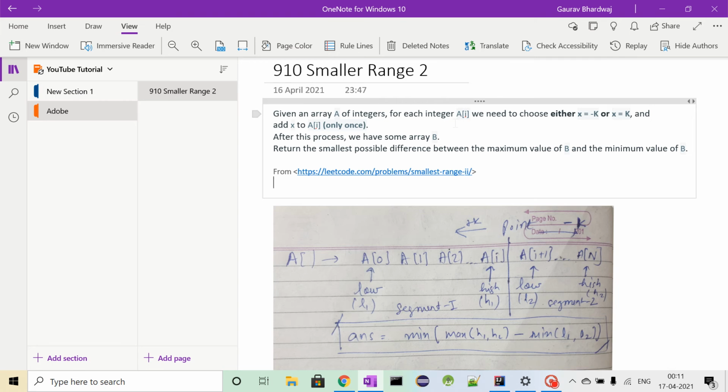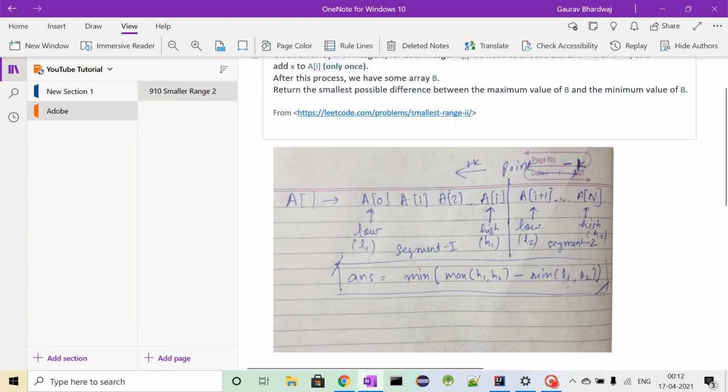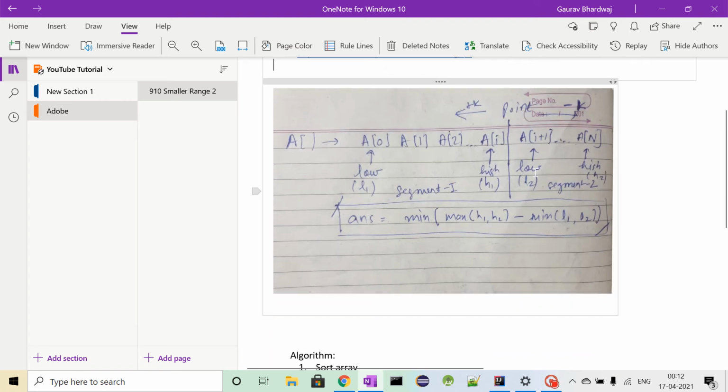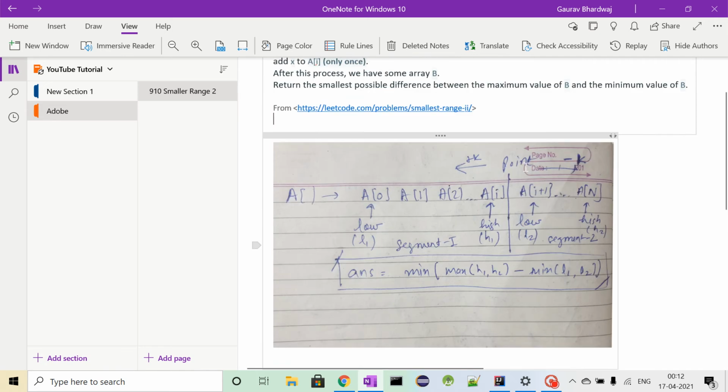Now what we have to do is return the smallest possible difference between the maximum value in B and the minimum value in B. So this is a screenshot of how we are going to approach this problem.